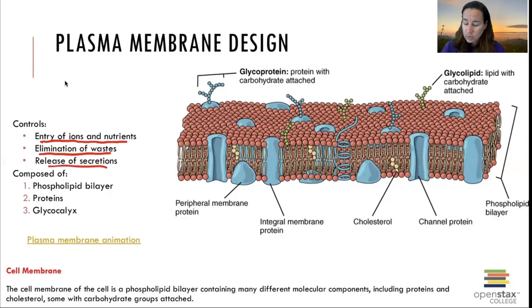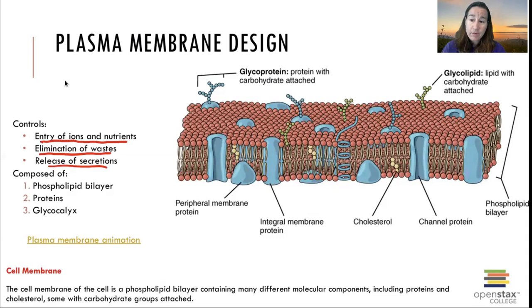And we need to release any secretions that maybe that cell is in charge of making. We mentioned hormones and endocrine and exocrine and making chemicals. The cell's in charge of making those, right? And it's got to get those out. So it's going to be in charge of releasing secretions, like releasing insulin or glucagon or whatever chemical that needs to happen outside of the cell. What's it made out of? It's made out of three basic macromolecules.